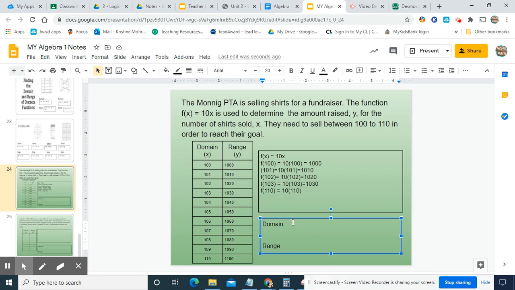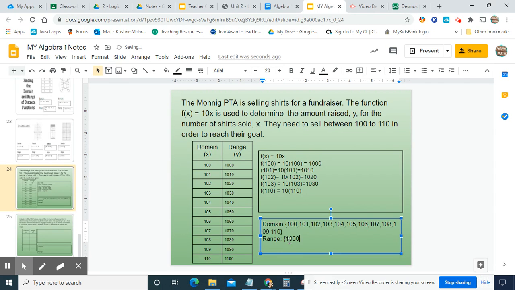So just like we did yesterday, domain is always going to be our x values, which in this situation is 100. You do have to list them all. 102, 103, 104, 105, 106, 107, 108, 109, and 110. Close our bracket. And then our range is those y values.